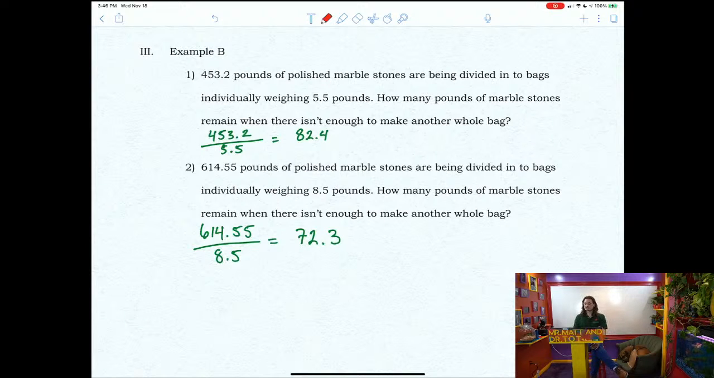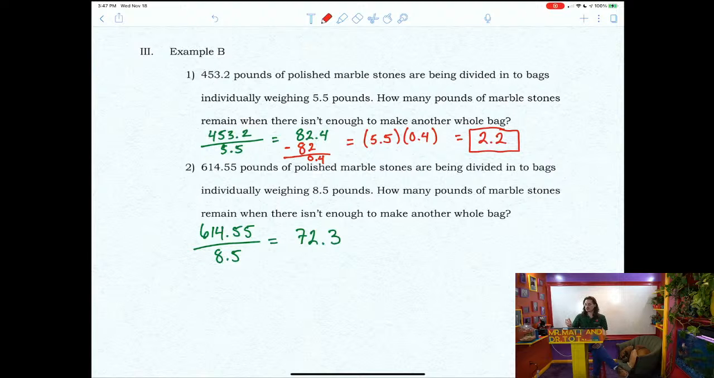Okay, so for number 1, we're going to take 453.2 total pounds and divide it by the individual unit of separation, or the amount of pounds in each bag, which is 5.5. That gives us 82.4. We're going to back out the 82 because they didn't ask us how many complete bags we could make, which would be 82 in this case. They ask us how much is left over when we can't make another whole bag. So we're going to take the original divisor of 5.5 pounds per bag and multiply it by the 0.4 remainder. So 5.5 times 0.4 is going to be 2.2. So we're going to have 2.2 pounds left over when we can't make another whole bag.